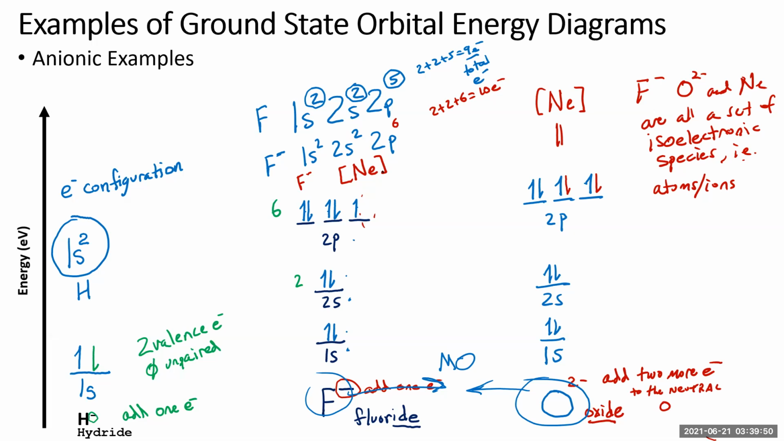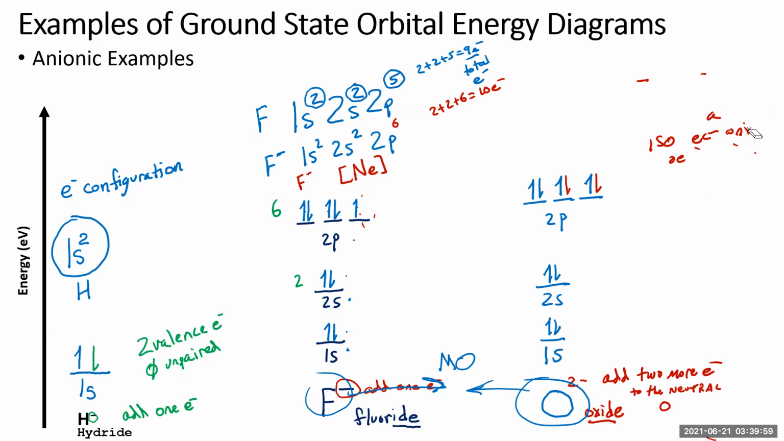How about oxygen? So we come over here to oxygen. Again, oxide is isoelectronic with neon, so we could represent oxide, O2 minus, and its electron configuration as simply neon in brackets. But let's go through the entire process.